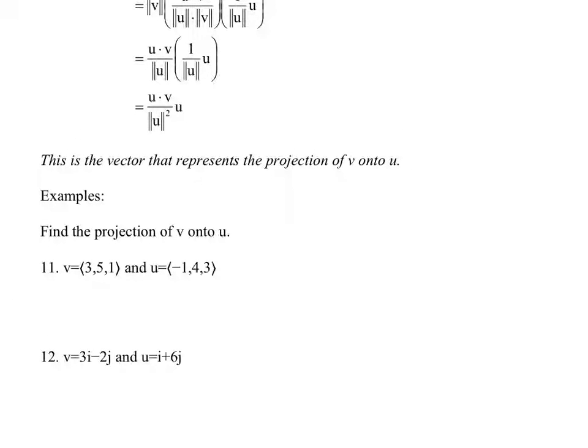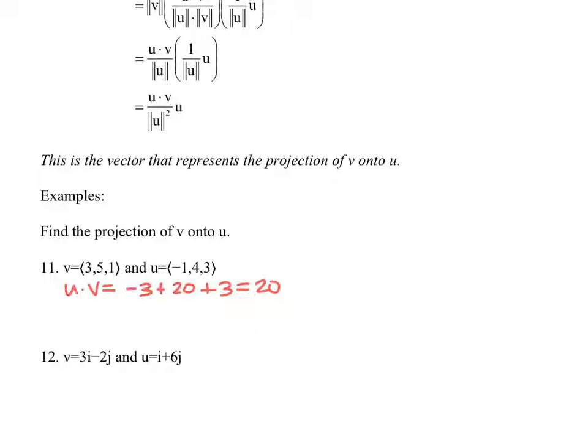So we have a formula. There's nothing wrong with just using the formula. You don't have to invent it every single time. So u dot v, -3 plus 20 plus 3, it's going to be 20.